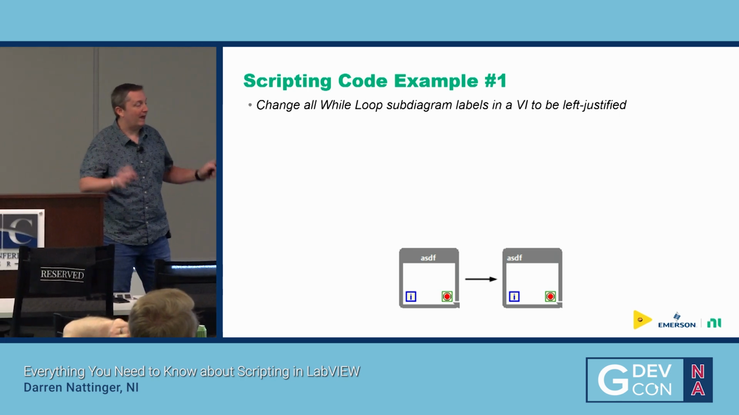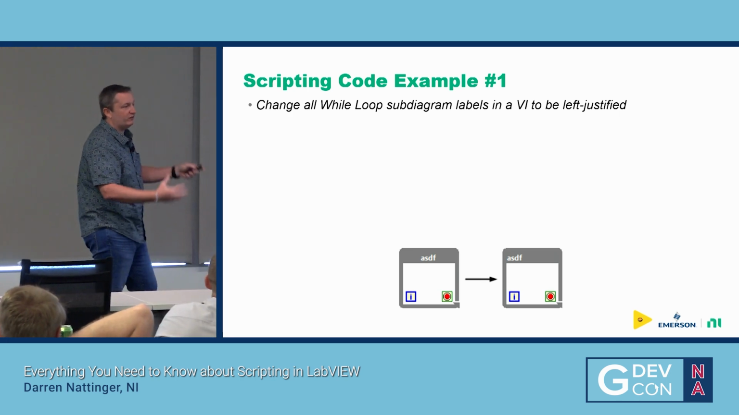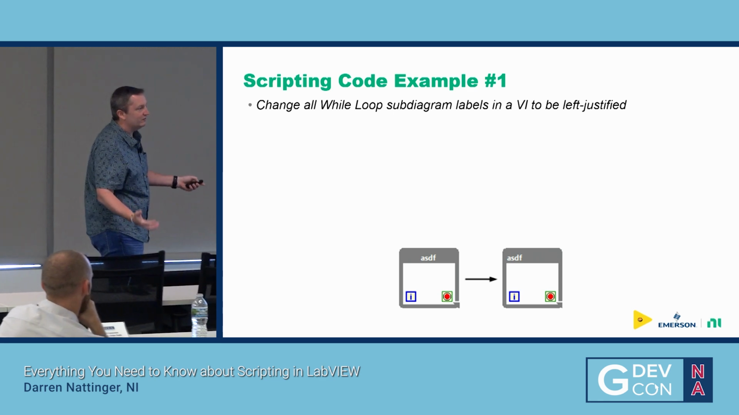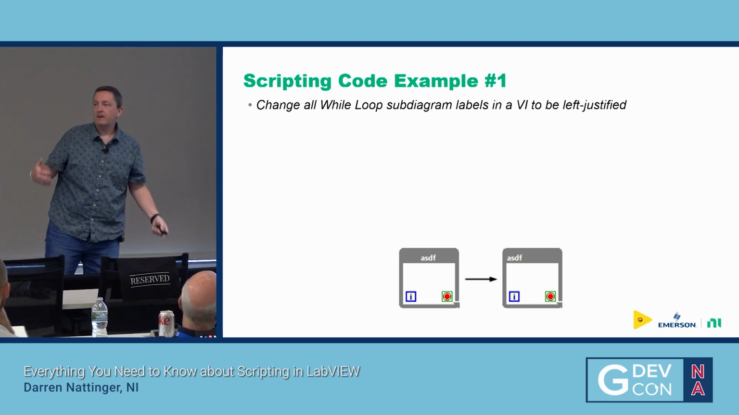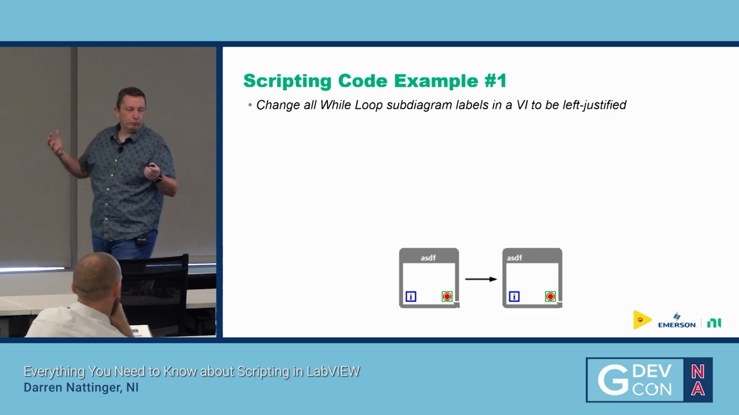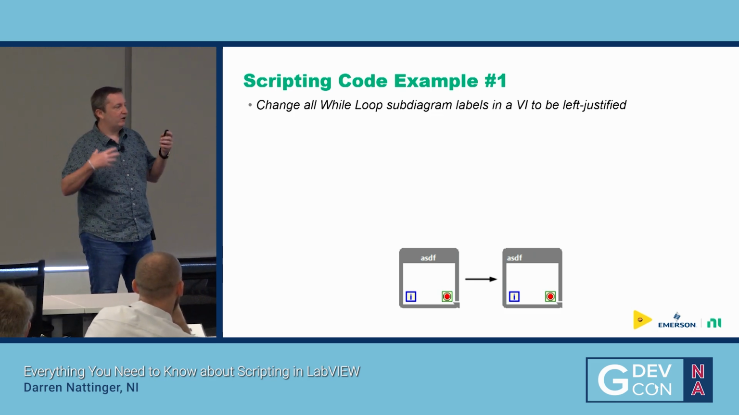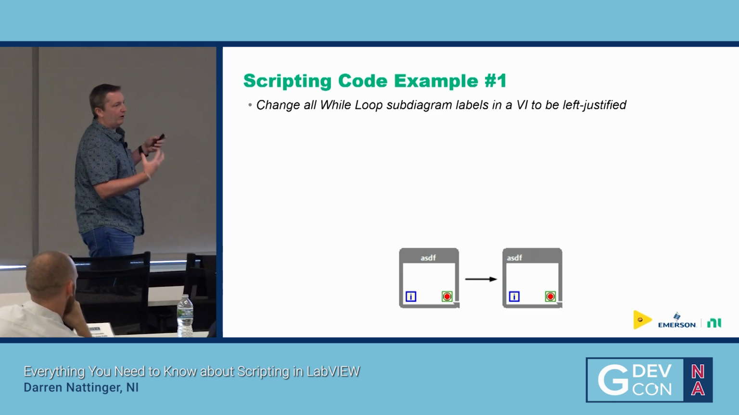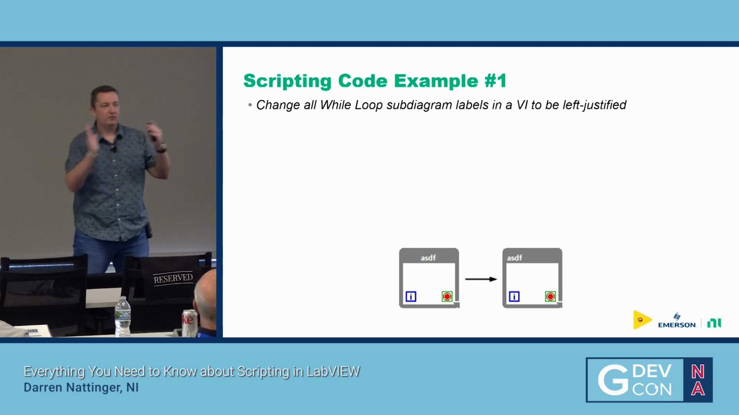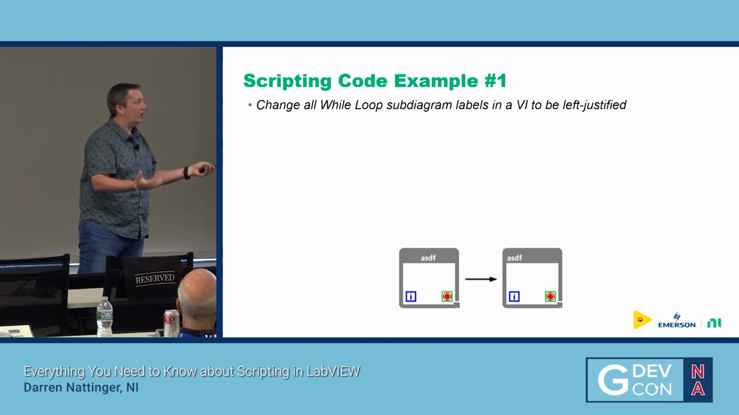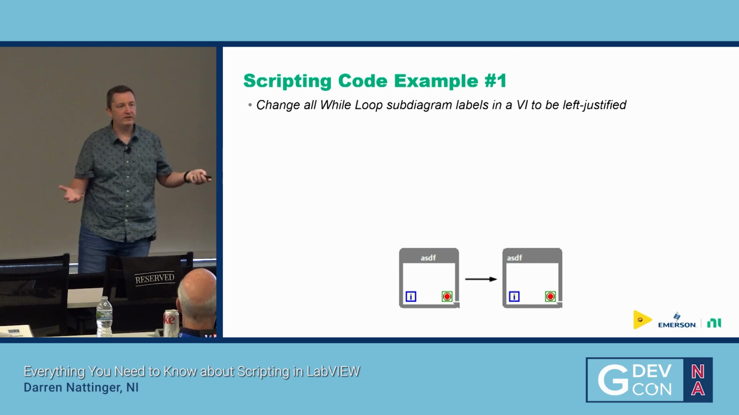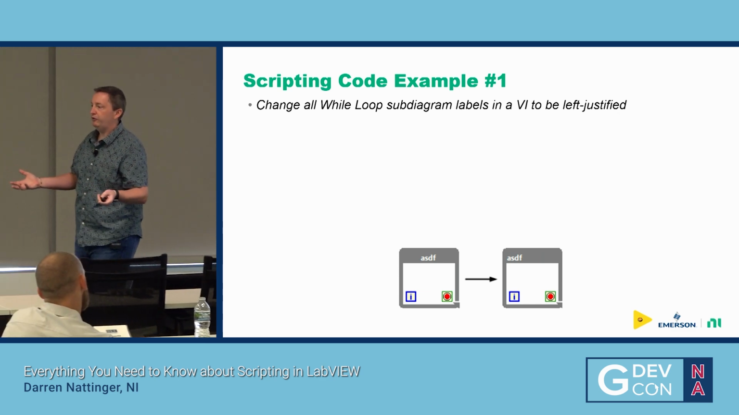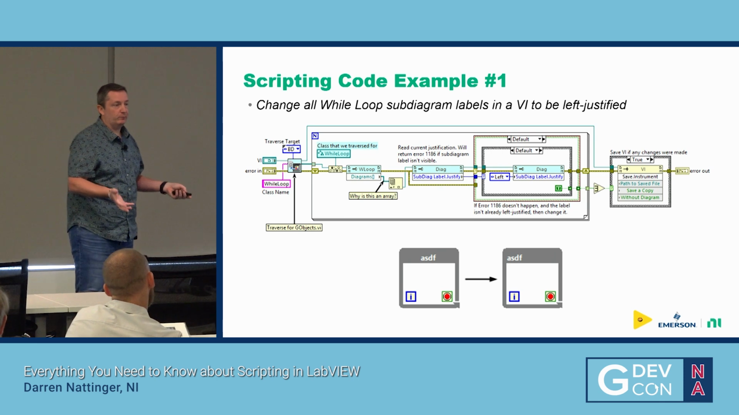So let's go through some actual scripting code, just some examples, just to acquaint you guys with what it looks like to write scripting code. Let's say we want to write some scripting code that will find all of the while loop subdiagram labels on a block diagram and left justify their text. That is an automated task that we want to do on our VI, so we need to write some scripting code to do that. This is what the scripting code looks like.